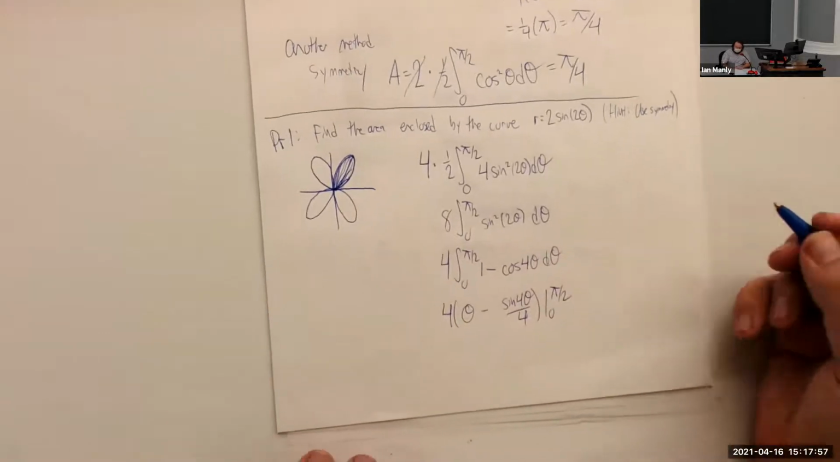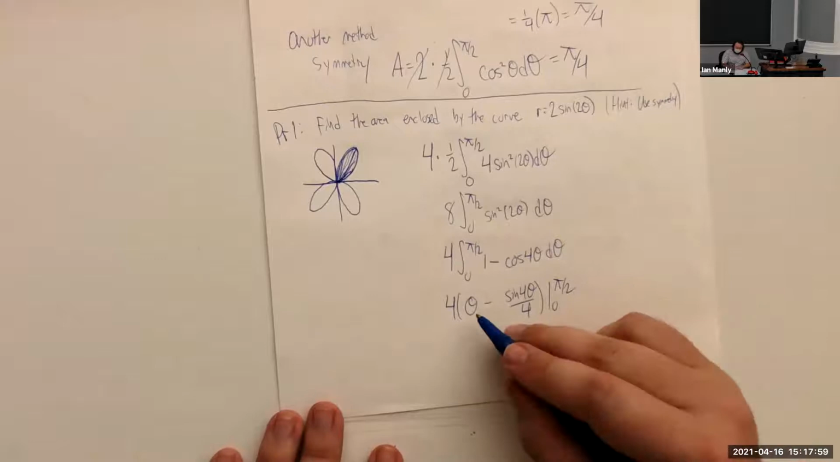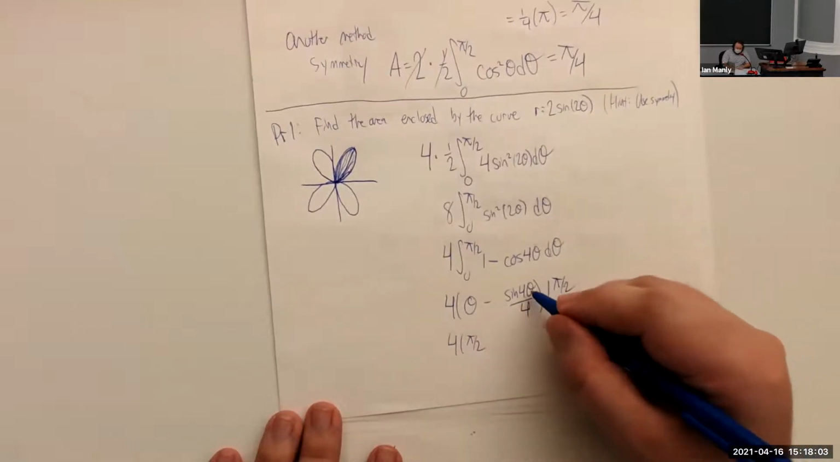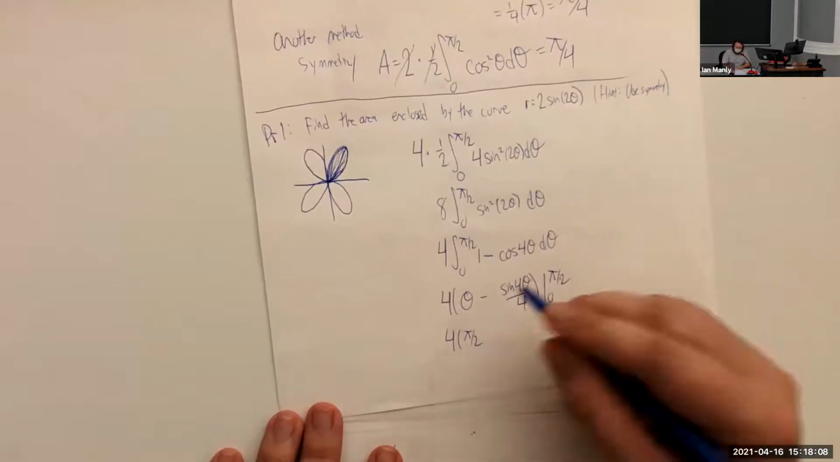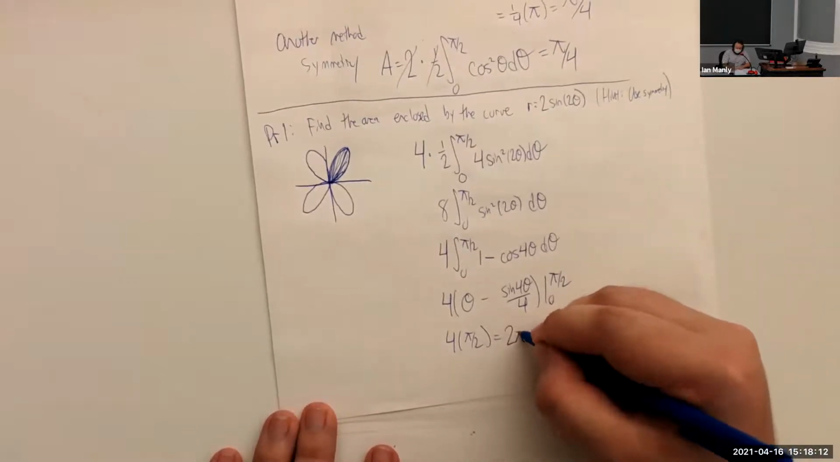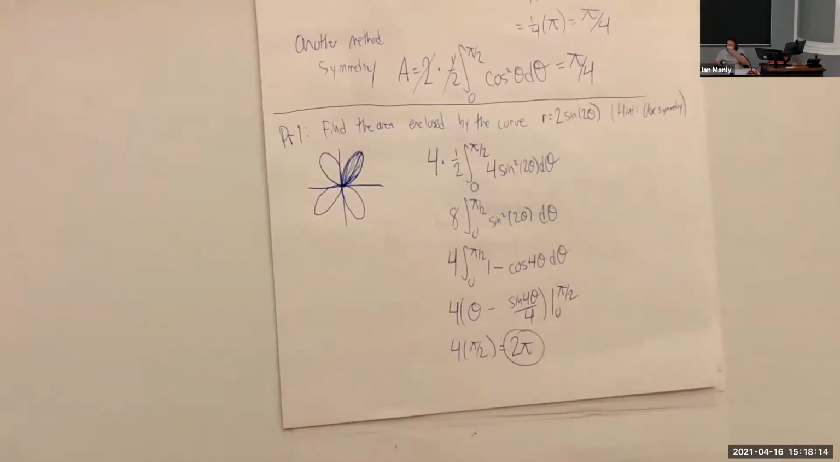0 to pi over 2. All right, we plug in pi over 2 here. And then we plug pi over 2 into this, and we have sine of 2 pi, which is 0. We plug 0 into here, and then we plug 0 into here, and all that's 0. So we end up with 2 pi for our area right here.